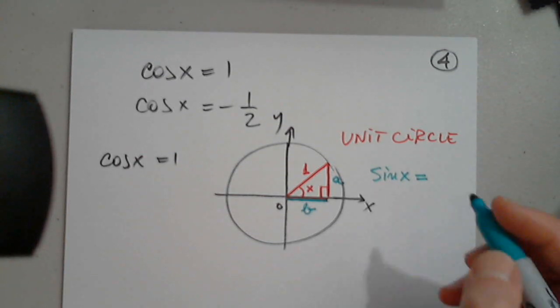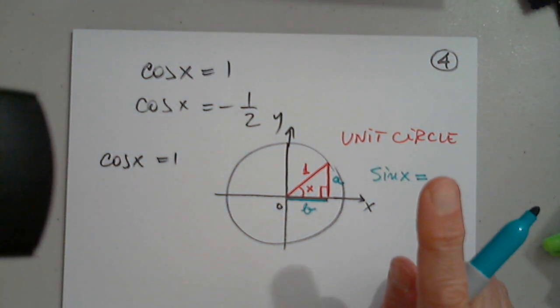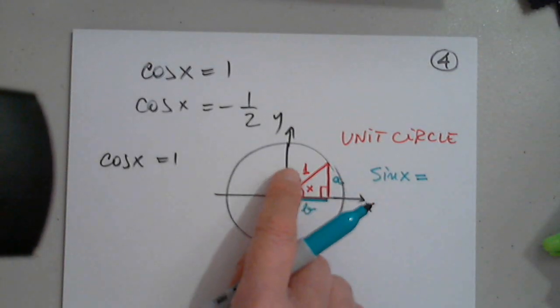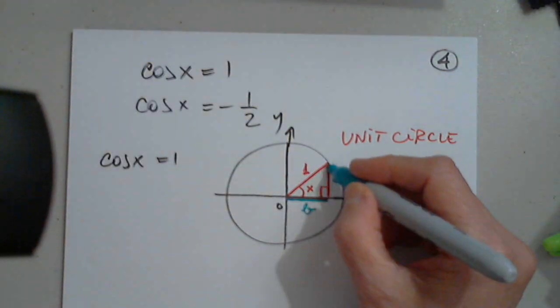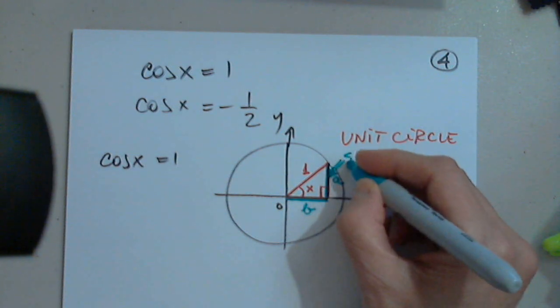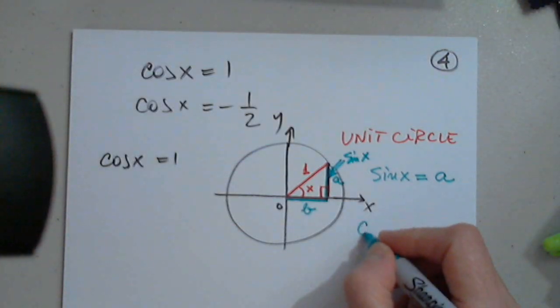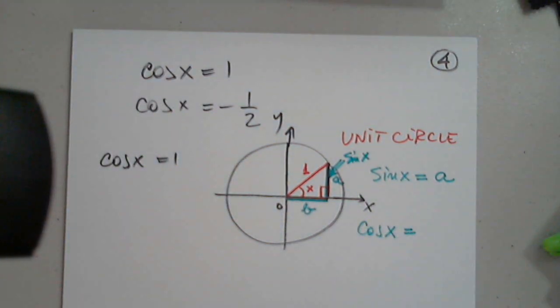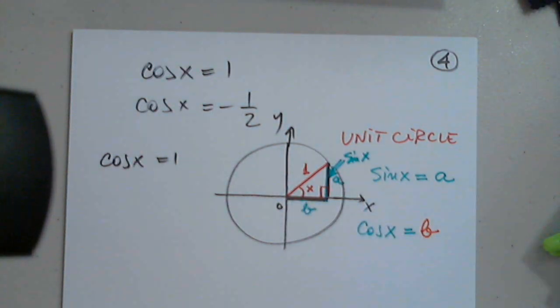Isn't it opposite over adjacent, so it'd be A over B? Careful, that's tangent. So sine is the opposite over the hypotenuse. So A over 1 will be just A. So this height in a unit circle is nothing else but sine x. Good. Can anyone give us cosine x? B over 1. Yes, it is B over 1, the adjacent over the hypotenuse, so this is B.